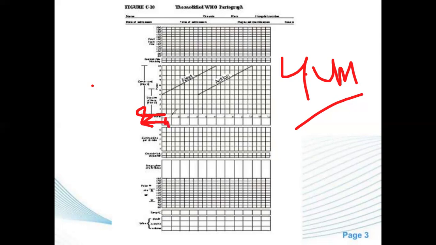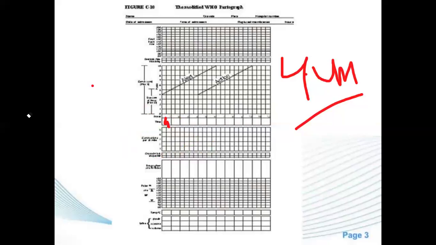Here you have to write the timing, whether it was 5 a.m., 6 a.m., and so on accordingly. Now this column downward represents the contractions. You need to check the patient's contractions, how much contraction the patient is getting, whether it is mild, moderate, or severe, and shade accordingly. Again, I will tell you in a further session.